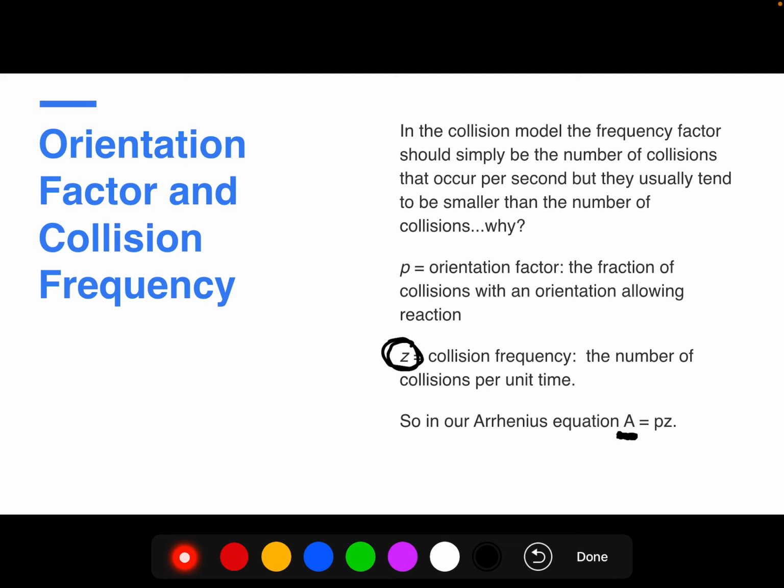Now obviously not every collision is going to be a good attempt at getting over the activation barrier because they're not going to be oriented correctly, so we're just not even considering that an attempt. In order to be a good attempt at getting over the activation barrier, you have to have the correct orientation, or else the reaction couldn't happen anyways. So the collision frequency is the number of collisions. The orientation factor is the percentage that have the correct orientation. So once again, if you take the number times the percentage that have the correct orientation, what you get is the number of collisions that do have that correct orientation and therefore have an attempt at getting over the activation barrier.